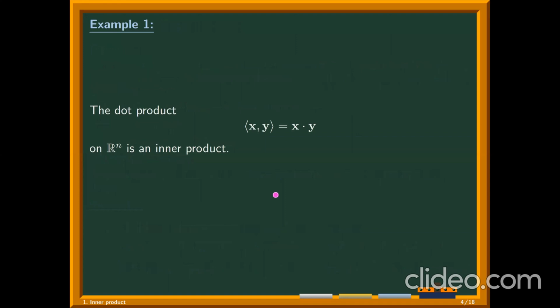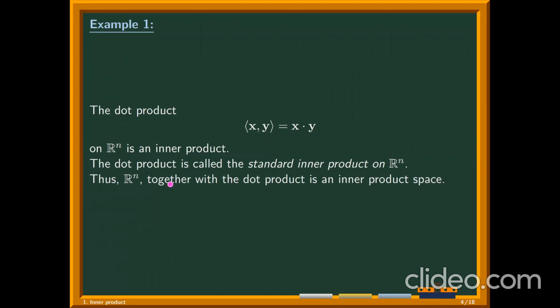So an immediate example is Rn with the usual dot product. The dot product on Rn is an inner product because, as we saw in the first slide, the four conditions in the definition of an inner product are satisfied. And this dot product on Rn is what we call the standard inner product on Rn. So by definition, Rn together with the standard inner product is an inner product space.